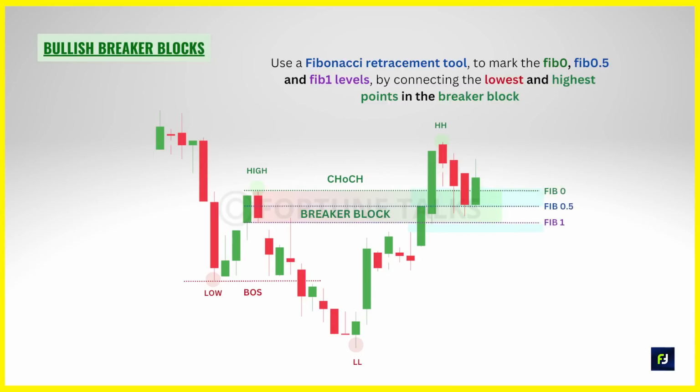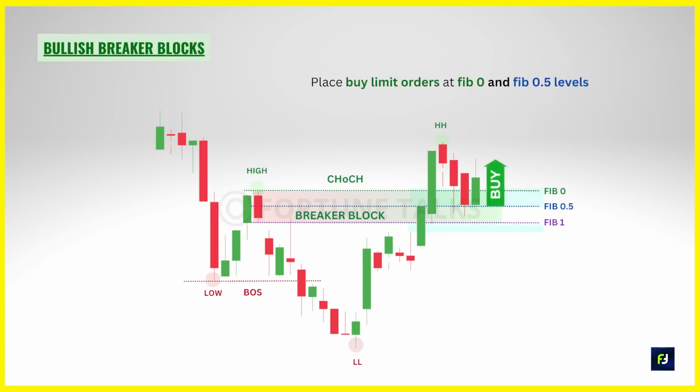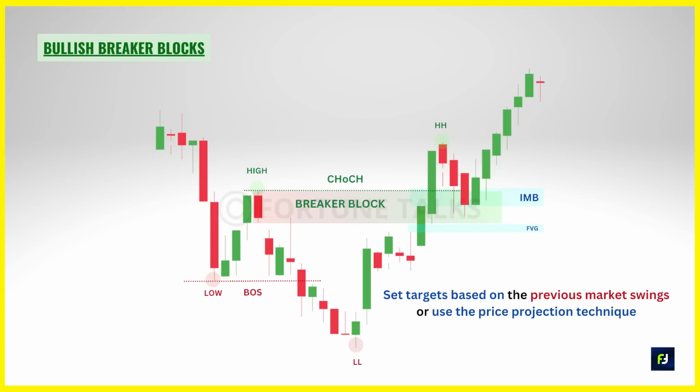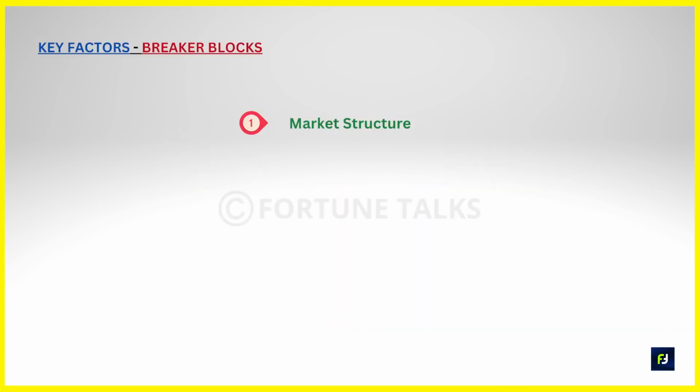You can use a Fibonacci retracement tool to mark the Fib 0, Fib 0.5 and Fib 1 levels by connecting the lowest and highest points in the bullish breaker block. This will help you optimize your trade entries. You can place buy limit orders between Fib 0 and Fib 0.5 levels. You can set your stop loss below the breaker block or below the Fib 1 level. You can set your targets based on the previous market swings, or you can even use the price projection technique for setting take profits.